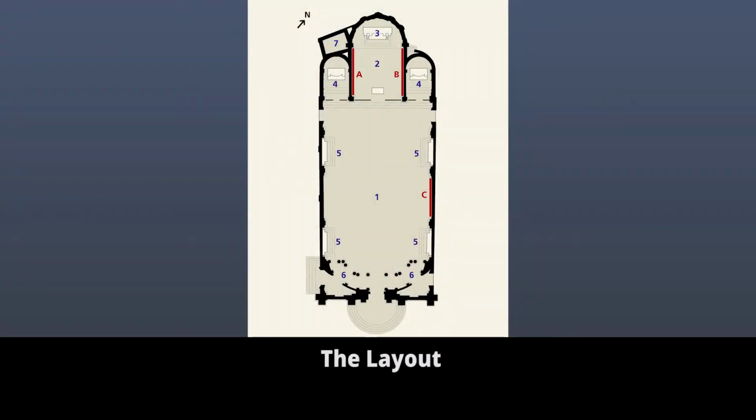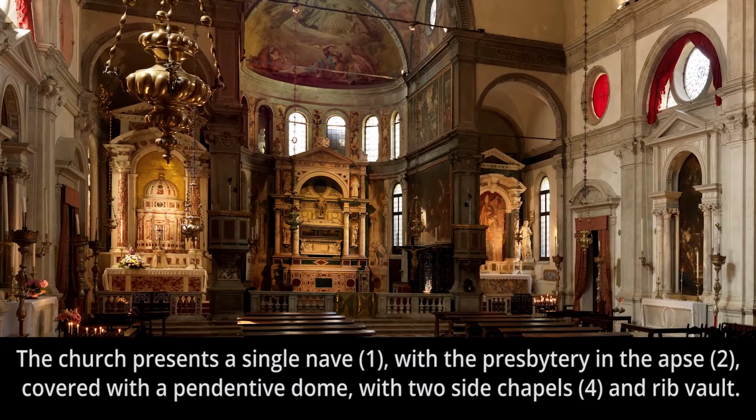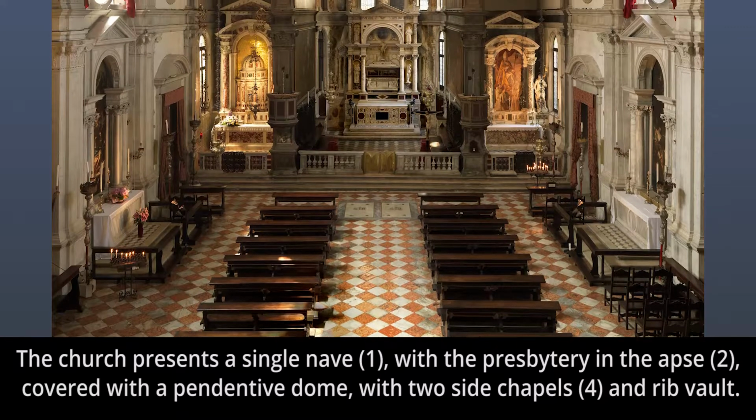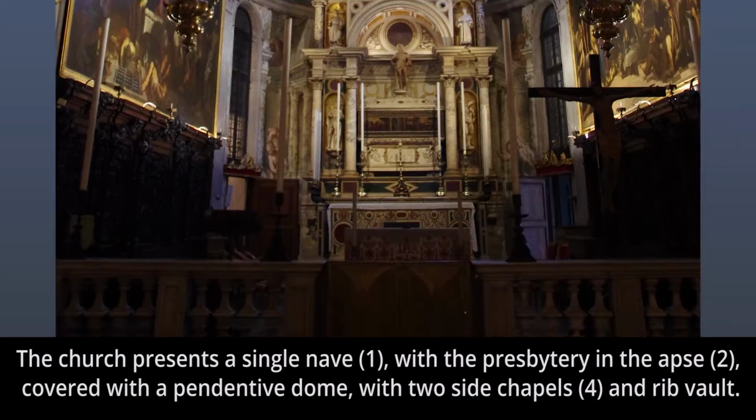The layout. The church presents a single nave, number 1, with the presbytery in the apse, number 2, covered with a pendentive dome, with two side chapels, number 4, and rib vault.